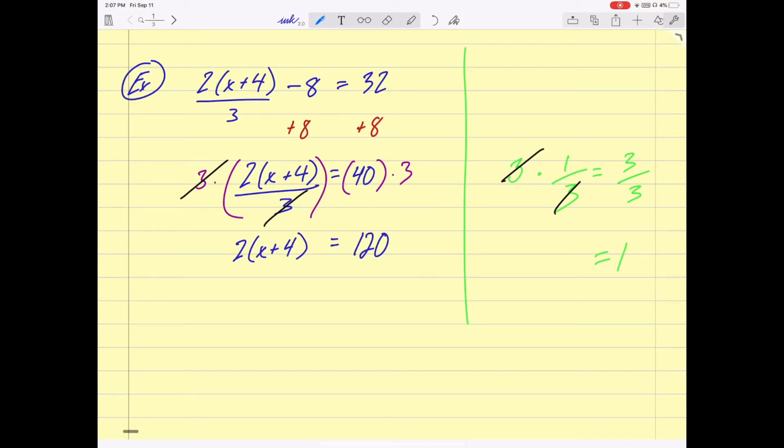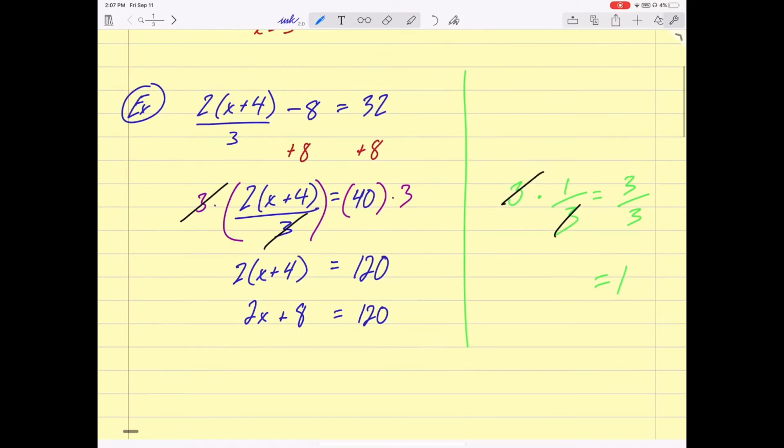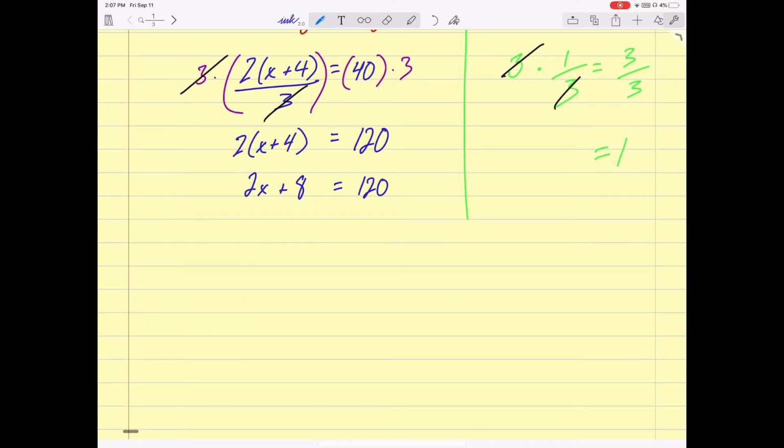This is a much easier equation to deal with. All you do is distribute the 2 to both terms, so 2 times x and 2 times 4. Now we have a two-step equation. So subtract 8. I'm left with 112 equals 2x, and then we just divide by 2. That would be 56. Similarly, you could check this like we did the previous example.